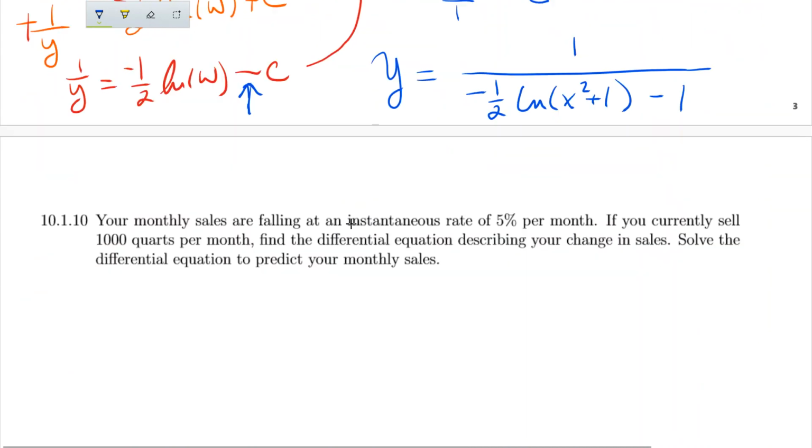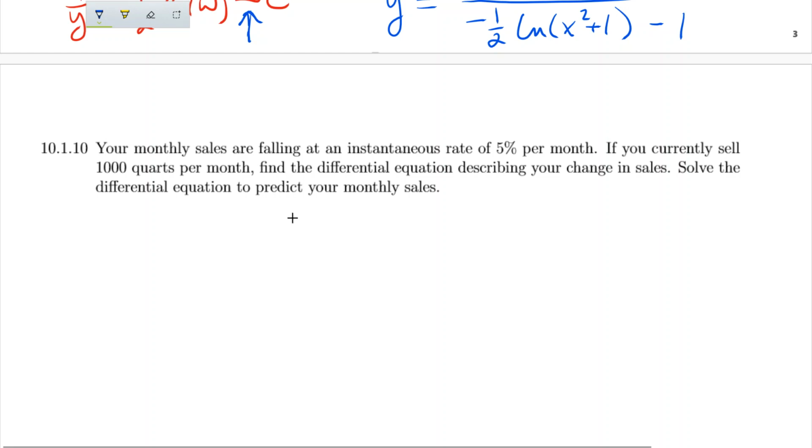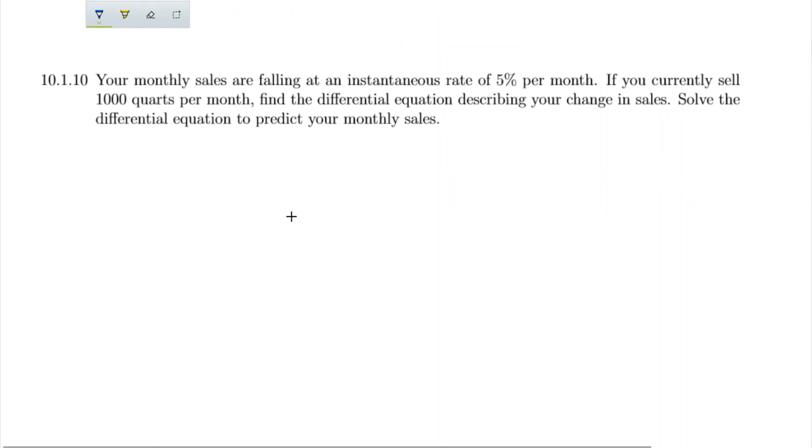Let's do an application problem. Now you might not like this one, but it's important that we do some. Here we go. So your monthly sales are falling at an instantaneous rate of 5% per month. If you're currently selling 1,000 quarts per month, find the differential equation that describes your change in sales. It's going to describe how you're changing. Solve the differential equation to predict your monthly sales.